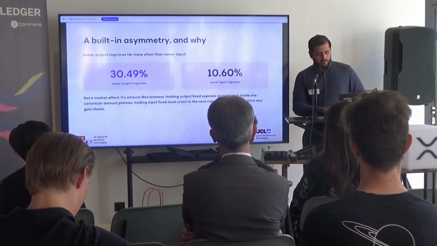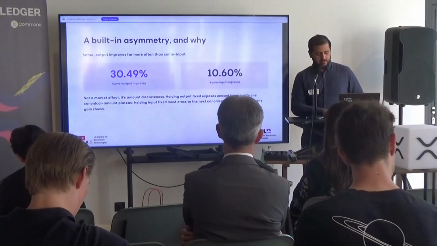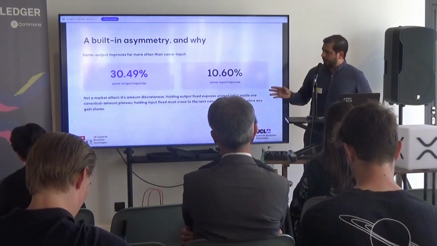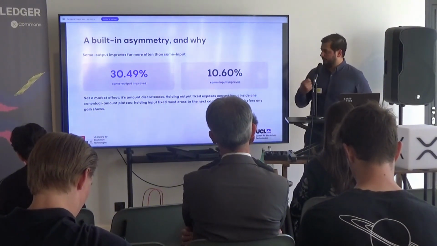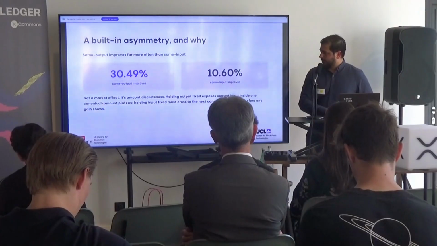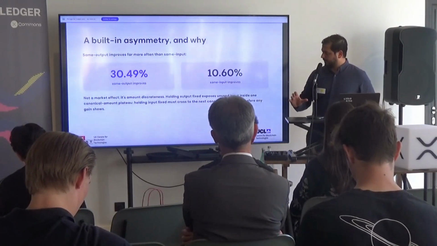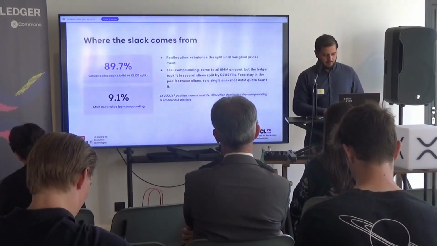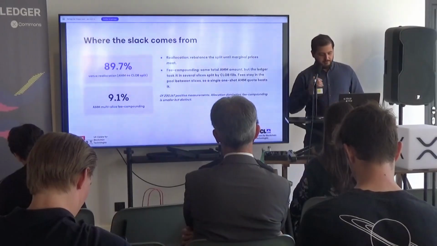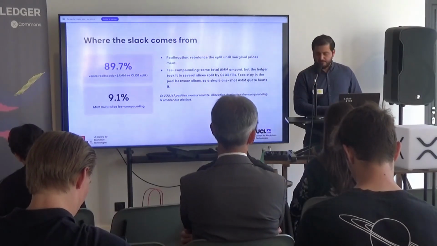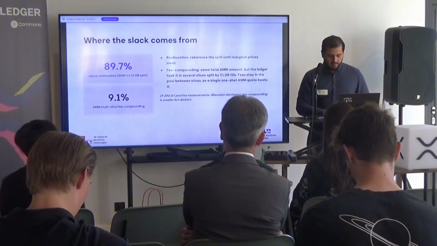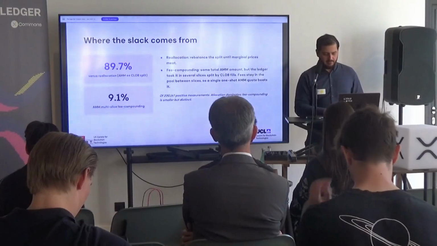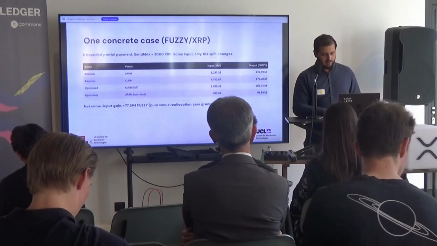Right. And from that, the main improvements that we see are in getting the same output but requiring less input of the other token. And then the next one is providing the same amount of input tokens but getting more output tokens on the other side. So mainly the main finding, as I told you, is on the fee, on the compounding side. It's because of how the AMM is built currently.